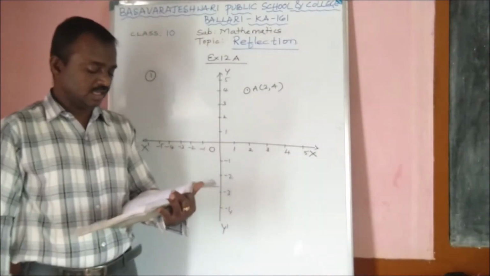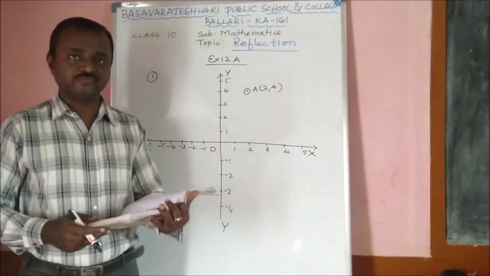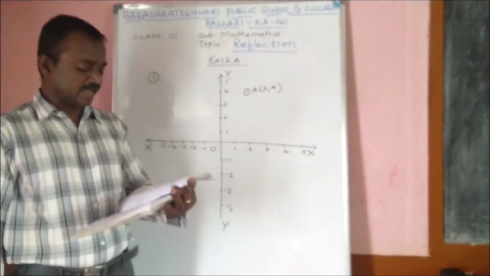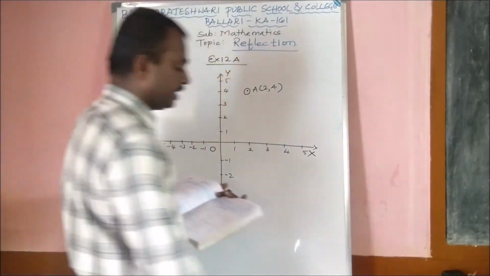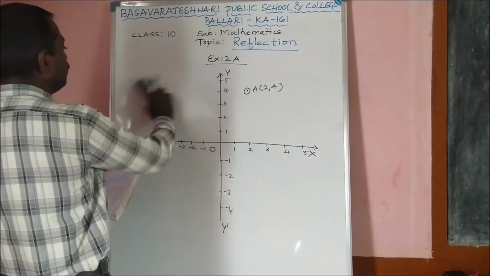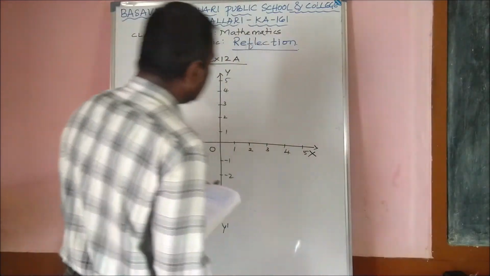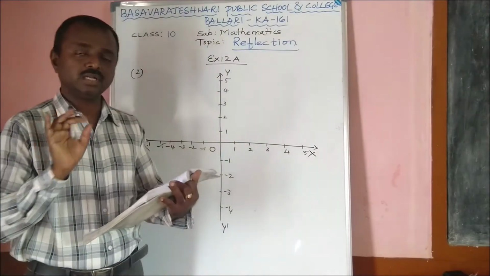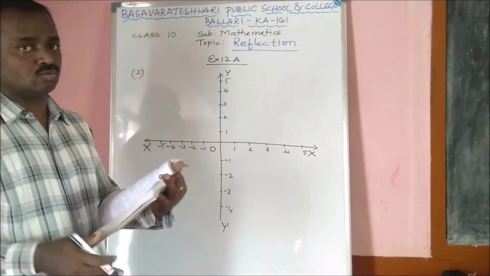So for the remaining questions you have to mark B, C, D, E, F. That is homework for you. Second question: on which axis do the following points lie? No use of graph sheet here. You can note down the answers in your textbook only. No need to write in the graph book or any other notebooks.